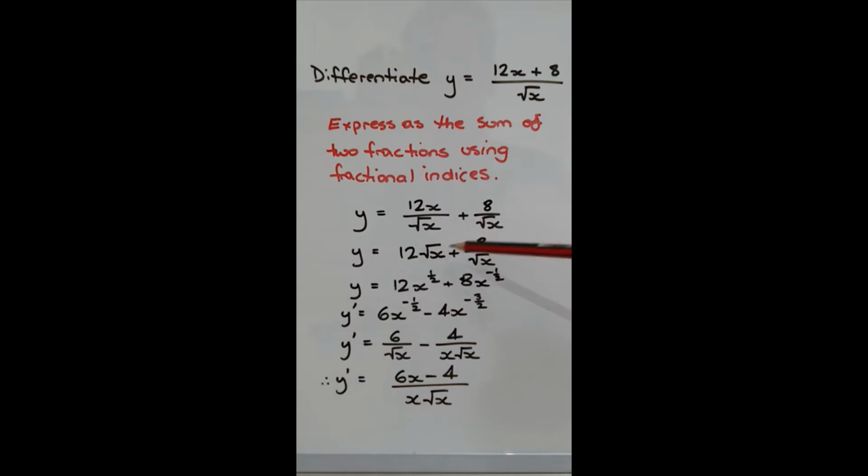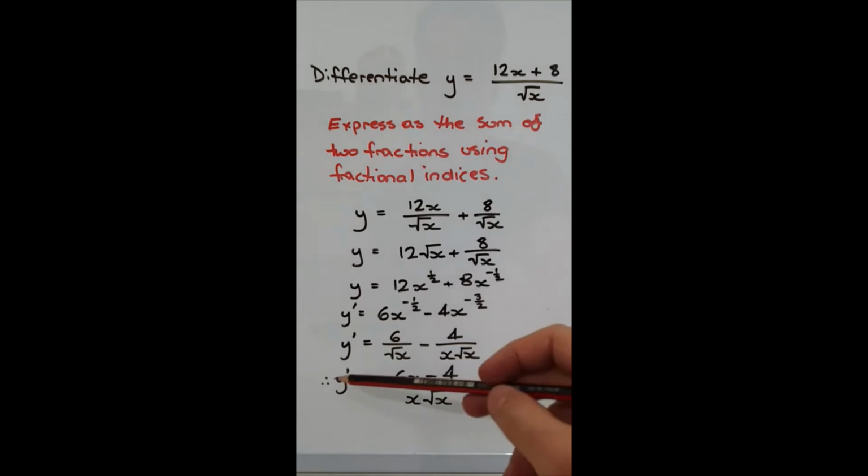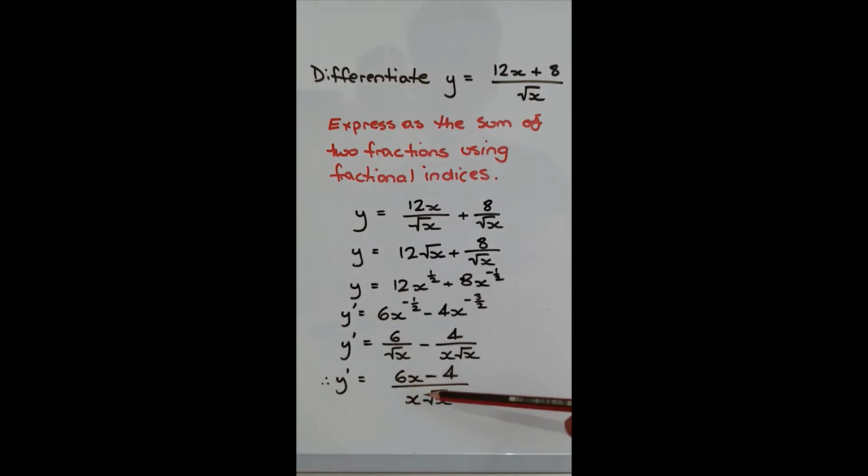Now expressing the surds using fractional indices, we have y equals 12 times x to the power of half plus 8 times x to the power of negative half. Now differentiating this function using the usual method, we have y dash is equal to 6 times x to the power of negative half minus 4 times x to the power of negative 3 over 2. So expressing these fractional indices in surd form and in fraction form, we have y dash, or our first derivative, is equal to 6 over the square root of x minus 4 over x root x, and this simplifies to y dash equals 6x minus 4 over x root x.